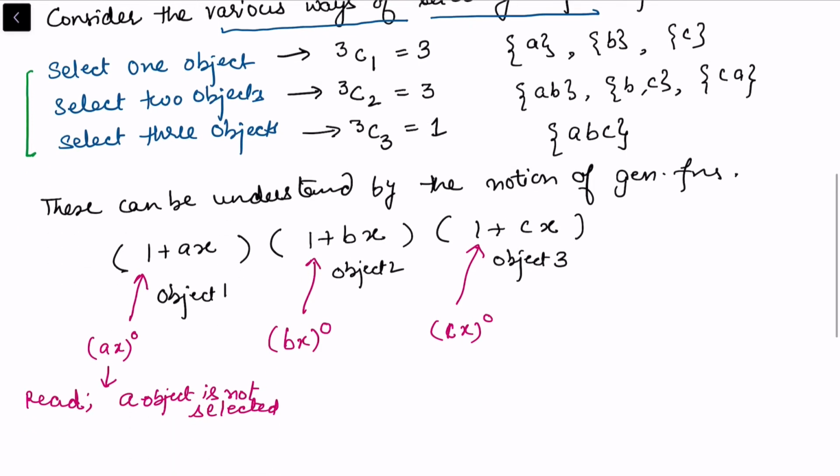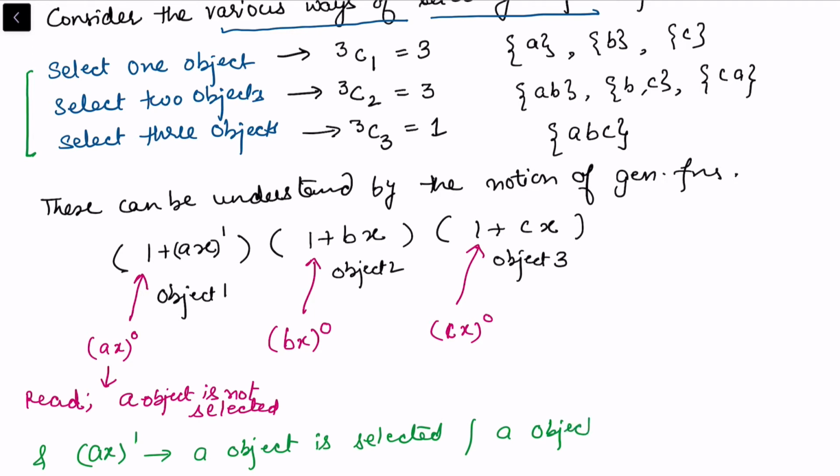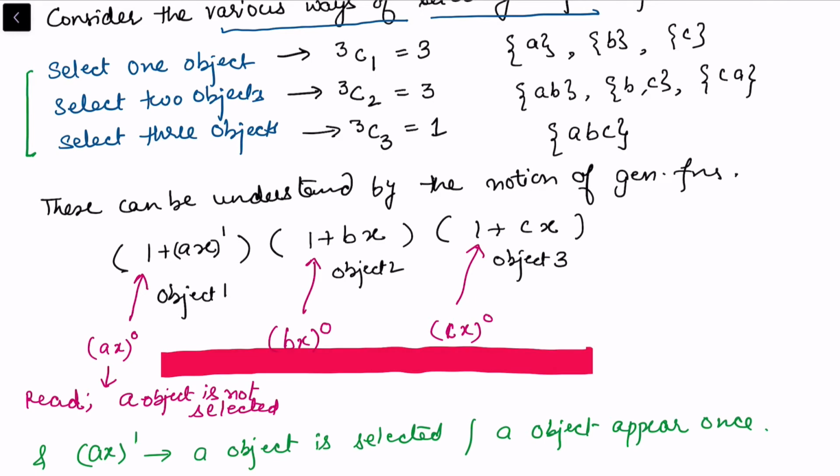So here, when I write the generating function, ax raised to power 1 means the object will appear once. So we can further say this ax raised to power 1 means A object is selected, or we can say A object appears once. Similarly, the others will follow. Now we have created 3 brackets for object 1, object 2, object 3 in a similar way.